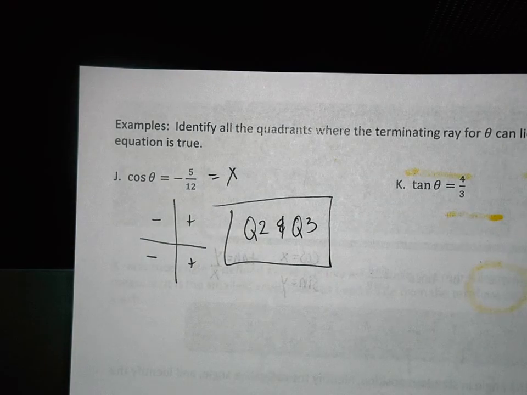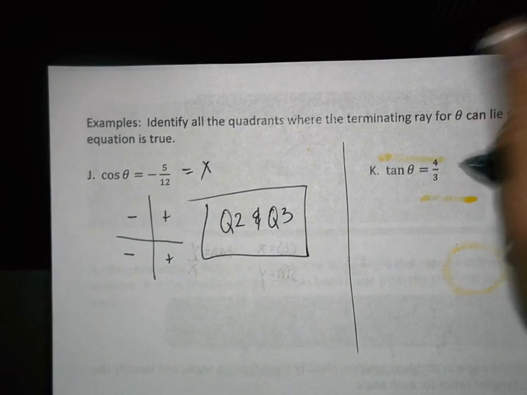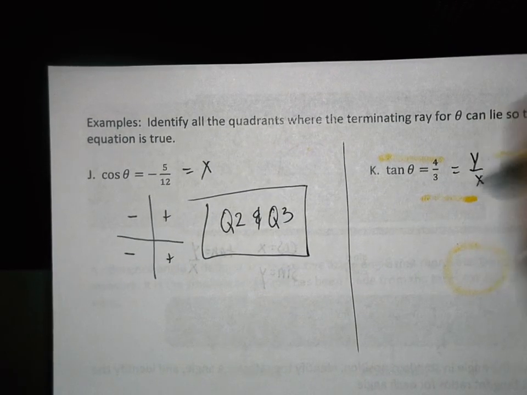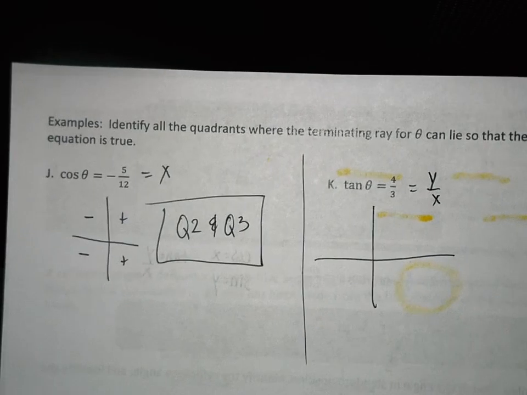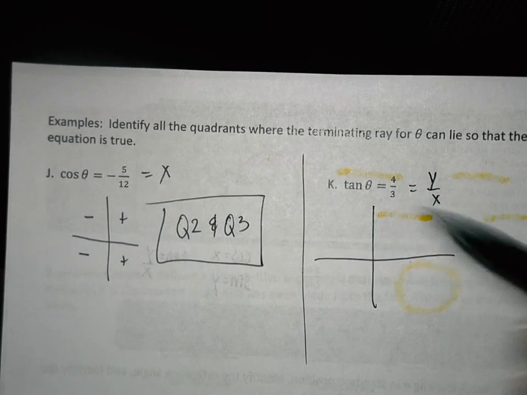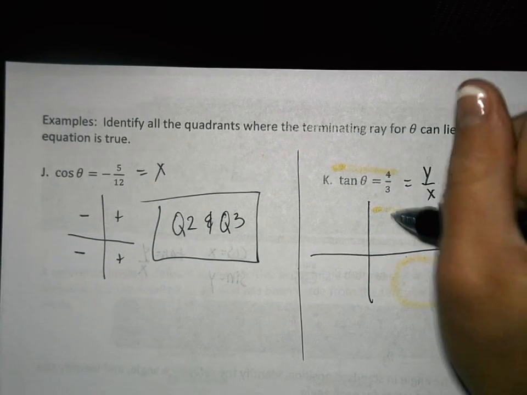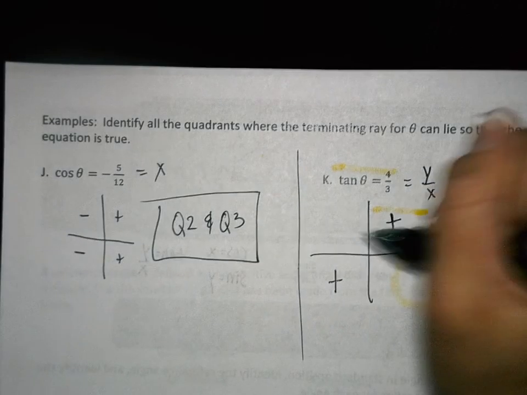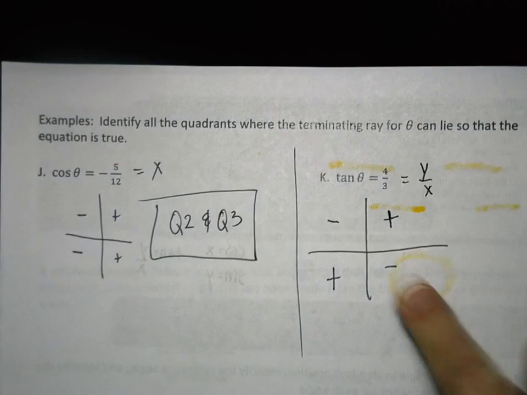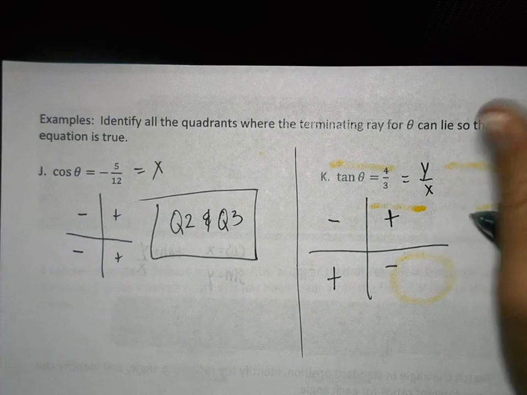Okay, over here, this is dealing with tangent. We know that tangent is y over x. So for tangent, where is it going to be positive? The top one and the bottom left. And right here it'll be negative. The reason it's positive here is because it goes negative over negative, right? And so that means my answer is quadrant 1 and quadrant 3.